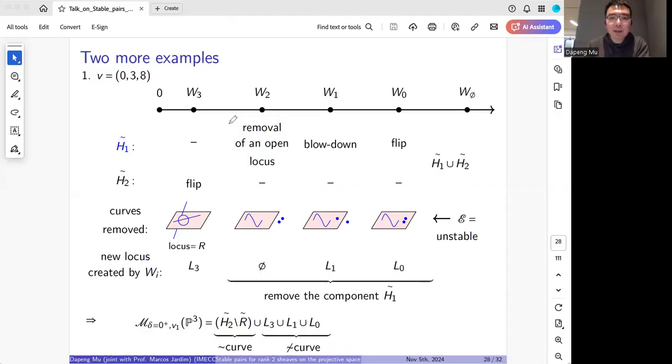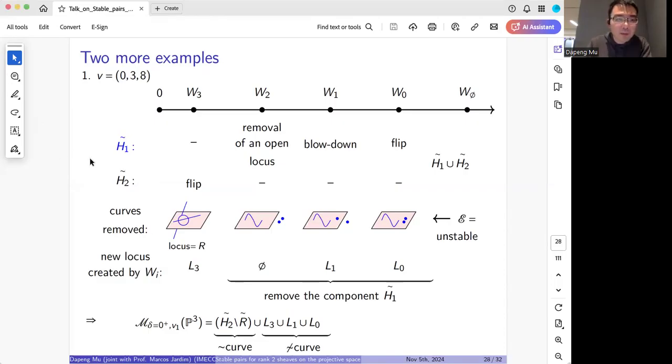The second one is there's an actual wall, W3, which is not contained in this group of walls I just introduced. In this example, for this specific class, when crossing W3, the other component undergoes a flip, and the corresponding curves killed are described in this picture. It's a union of a line out of a plane with a planar singular cubic curve. The singular cubic curve is the conic union a line.